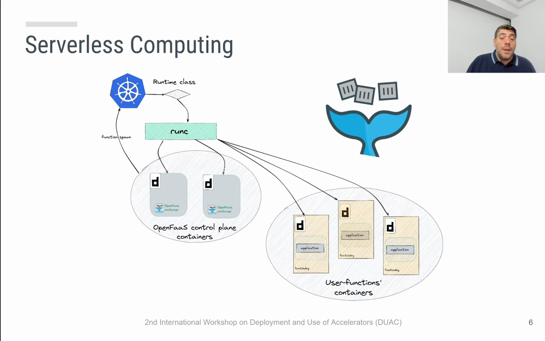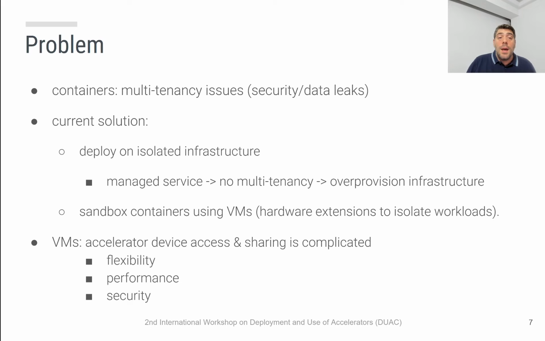Now, the issue in this mode of execution is that since the function workloads are backed by containers, what happens with multi-tenancy in terms of security, of data leaks? Cloud providers at the moment offer their services as a managed service, so they deploy this framework on isolated infrastructure per tenant, so there's no multi-tenancy. However, they have to over-provision the infrastructure.